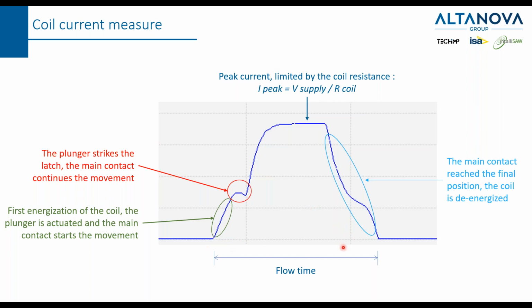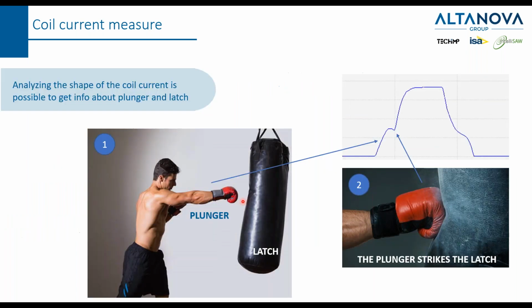So with a breaker analyzer, you can measure the flow time and also the peak voltage. This analysis on the shape is more for human operators, because what you have to do is compare one graph with another one in order to understand if there is a difference.